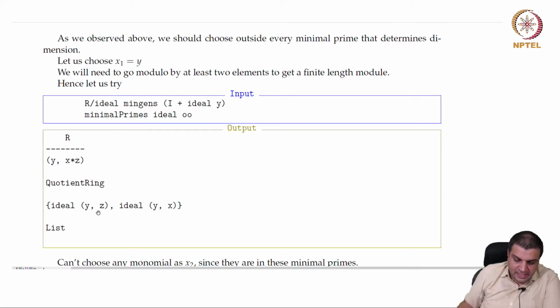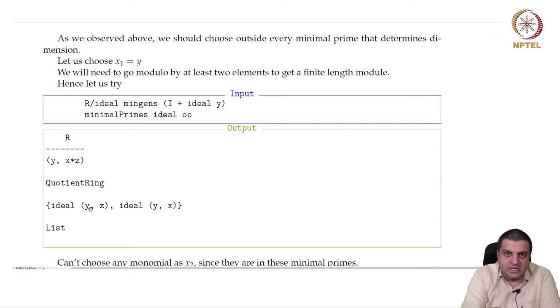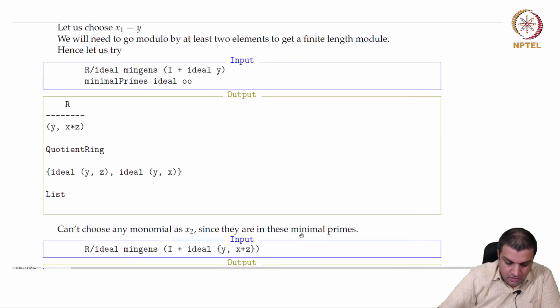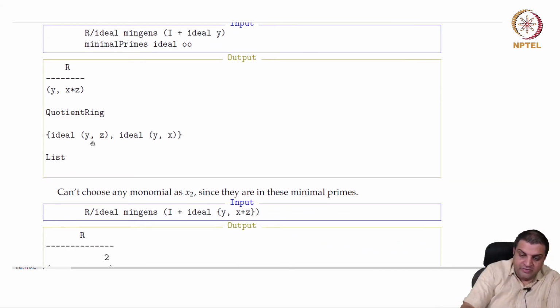Now we ask for the minimal primes over that. We see that we can't pick any monomial, because every monomial in R must be in these two ideals. If it's divisible by x, it will be inside here. If it is not divisible by x, it has to be divisible by y or z, I mean a monomial different from 1. Therefore, it must be inside here. So we can't choose a monomial as x2. Every monomial is in this ideal. So we could try x plus z.